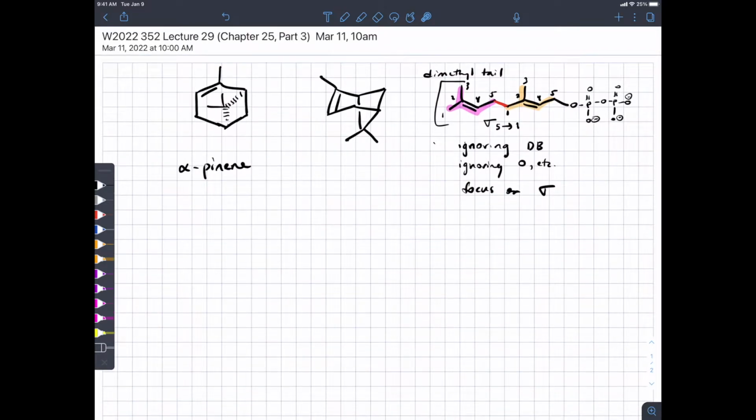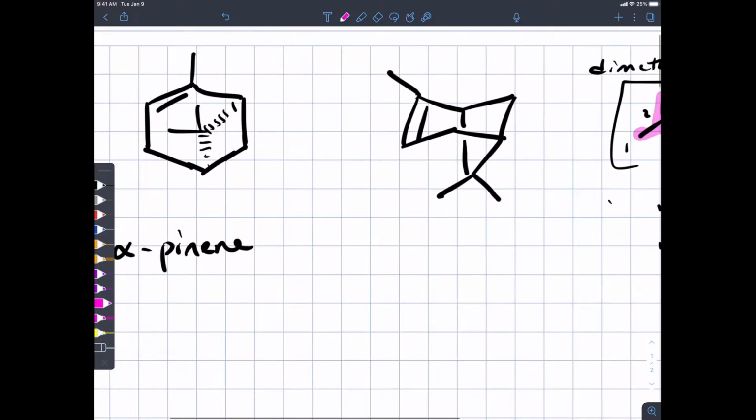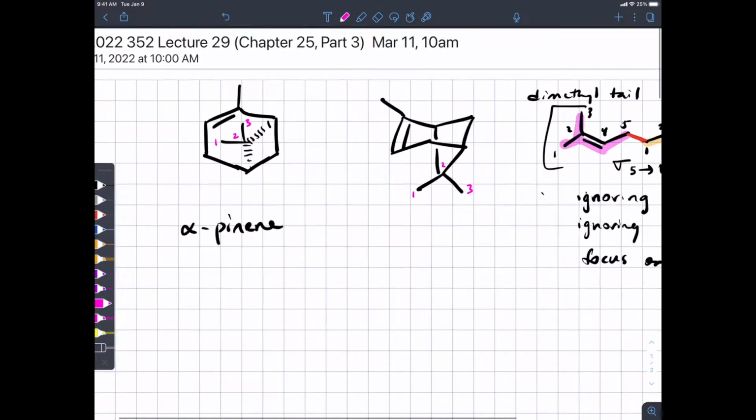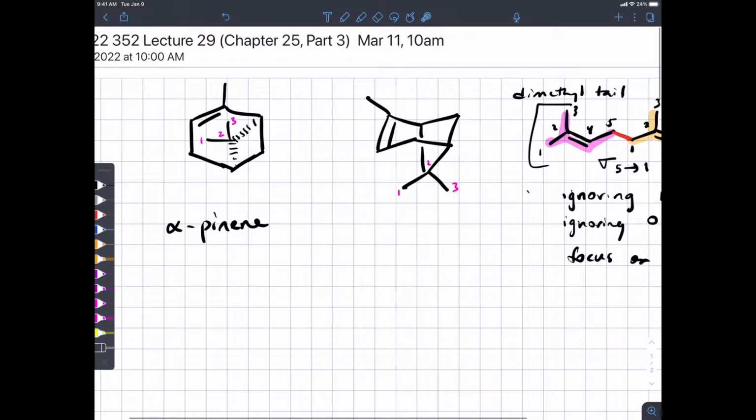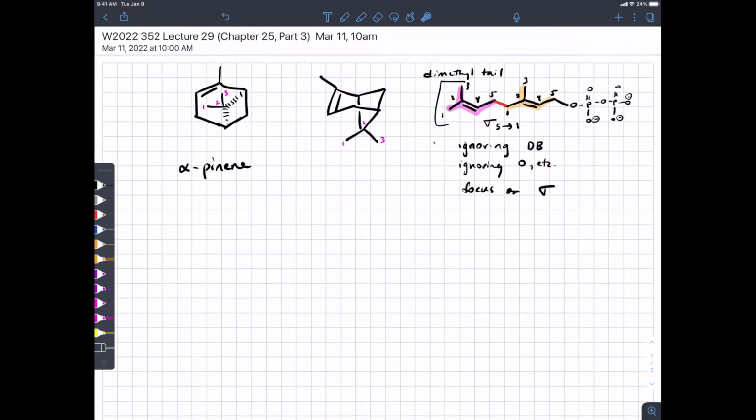I'm seeing some skepticism. What do you think? I'm saying this is carbon 1, 2, and 3. Because I have a carbon 2 that is bonded to two methyl groups, and that's the same situation I have in the linear starting material. Okay, do you see that, or what questions do you have about that?